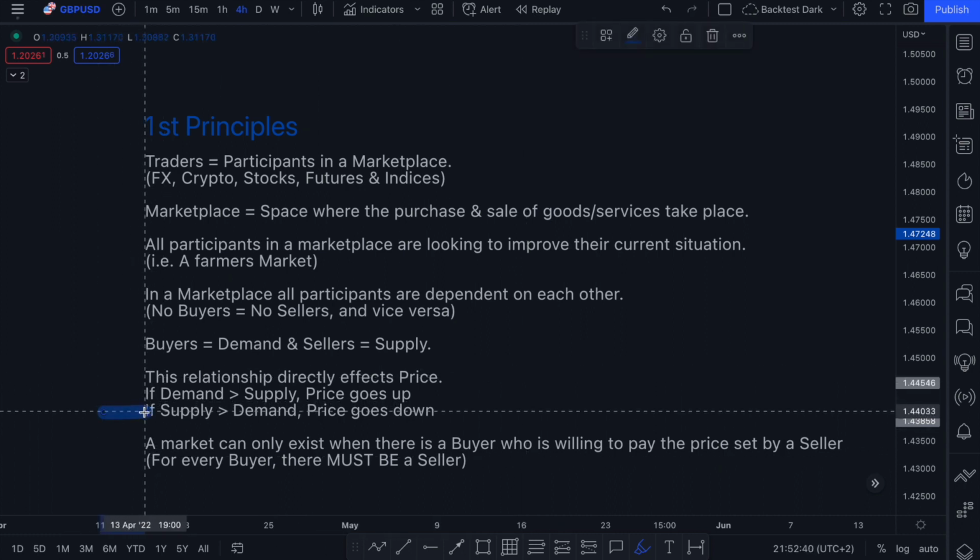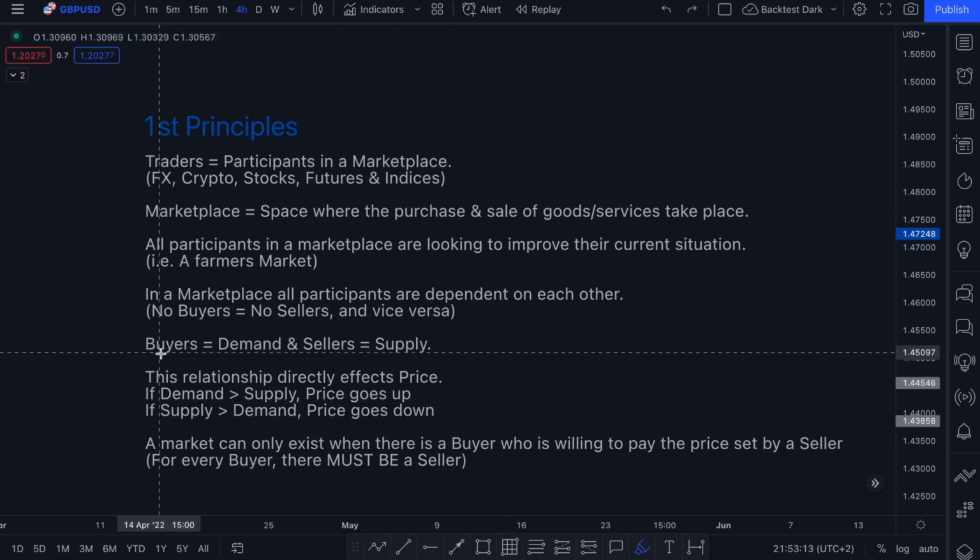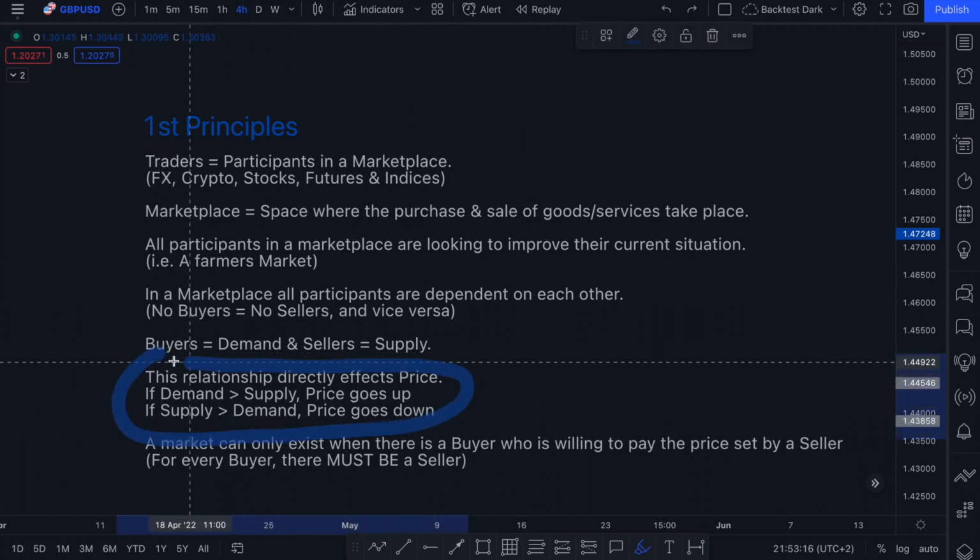Subsequently, if your supply is greater than your demand, price will go down. Okay, because there will be an influx of, let's just say, for example, eggs, and there are not as many people looking to buy eggs. Your suppliers, your farmers in this case, will look to lower the price of eggs in order to make eggs more attractive to a potential buyer. So even though I wasn't necessarily looking to buy eggs, because the price is so low, I will then become interested. All right. So this relationship between buyers and sellers directly affects price.